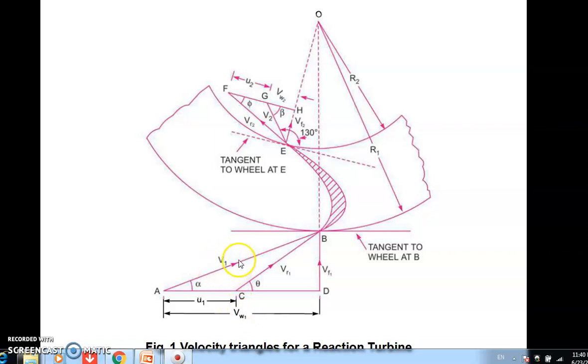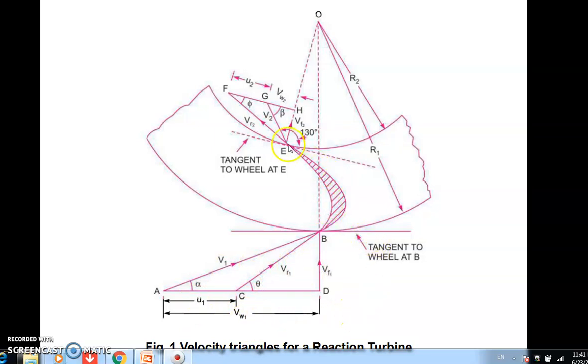You have to take V1 as a constant. With respect to V1 only you have to take the position of U1 and VW1. V1 VR1 U1, V1 VF1 VW1. So in between V1 and VR1 there is U1, in between V1 and VF1 there is VW1. Likewise you have to remember.